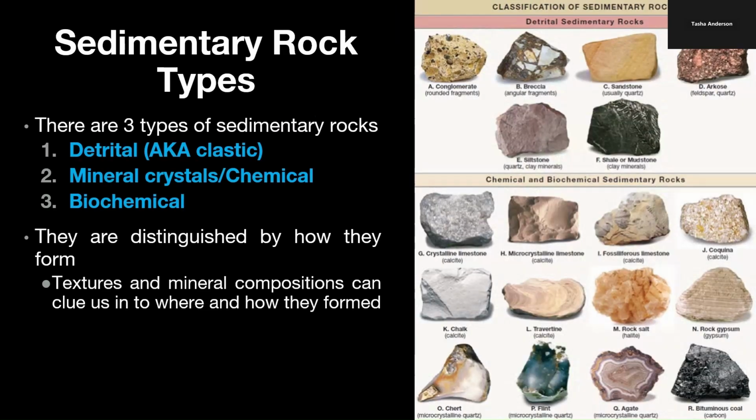There are three main types of sedimentary rocks. We have detrital or clastic, chemical, and biochemical. Each forms differently, and by studying their texture and composition, we can interpret their origins.